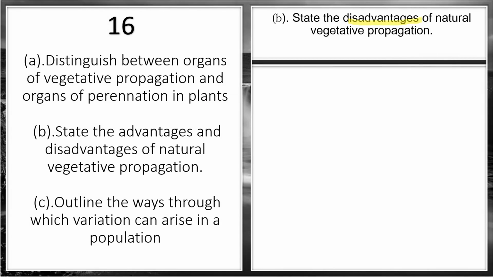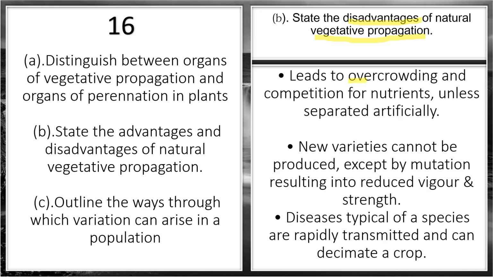State the disadvantages of natural vegetative propagation. It can lead to overcrowding and competition for nutrients unless separated artificially. New varieties cannot be produced except by mutation, resulting in reduced vigor and strength. Diseases typical to a species are rapidly transmitted and can decimate a crop.